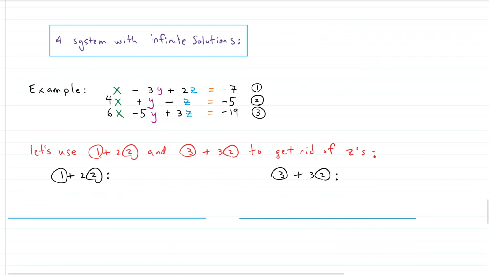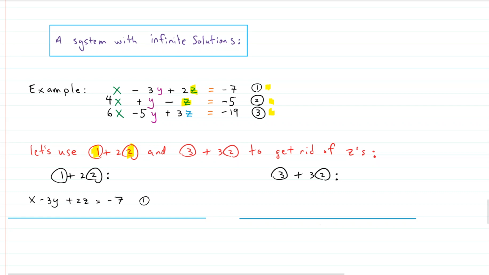So as we're looking at our system here, I've got 1, 2, 3 equations. I've labeled them. If we take equation 1 and we add it to 2 times equation 2, that will end up letting us get rid of the z's here. So let's do that. So equation 1 is x minus 3y plus 2z equals -7. And again, that's equation 1.